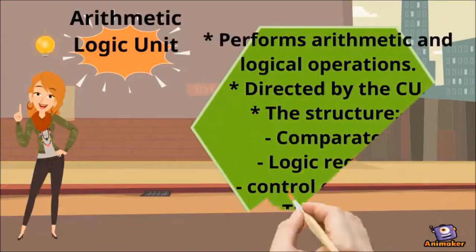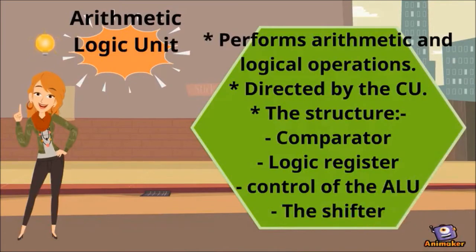In the CPU, we have the ALU. The ALU performs arithmetic and logical operations on input data. It performs these operations as directed by the CPU. The structure of the ALU includes the comparator, logic register, control of ALU, and the shifter. The comparator compares the magnitude of two numbers placed in the buffer registers. The comparator, used in conjunction with status registers, will output the result of the comparison.